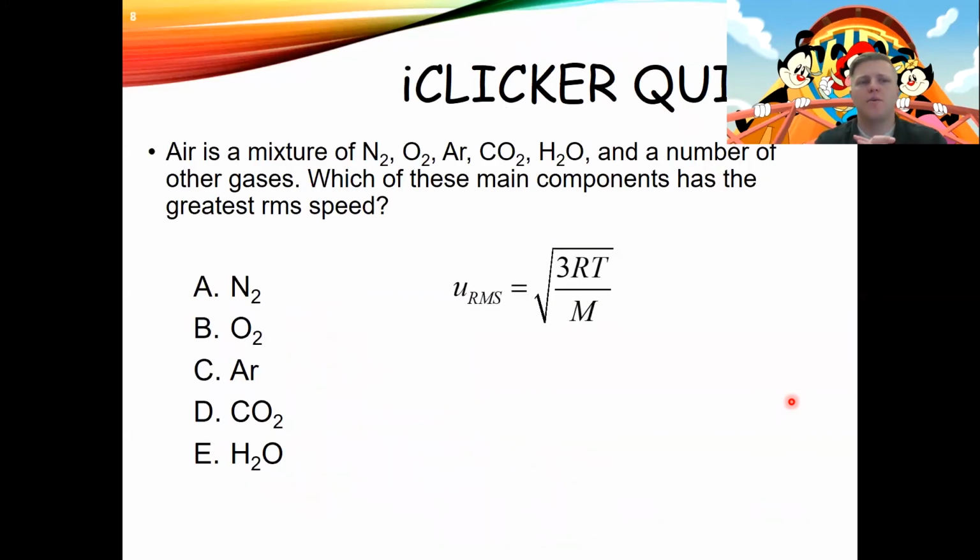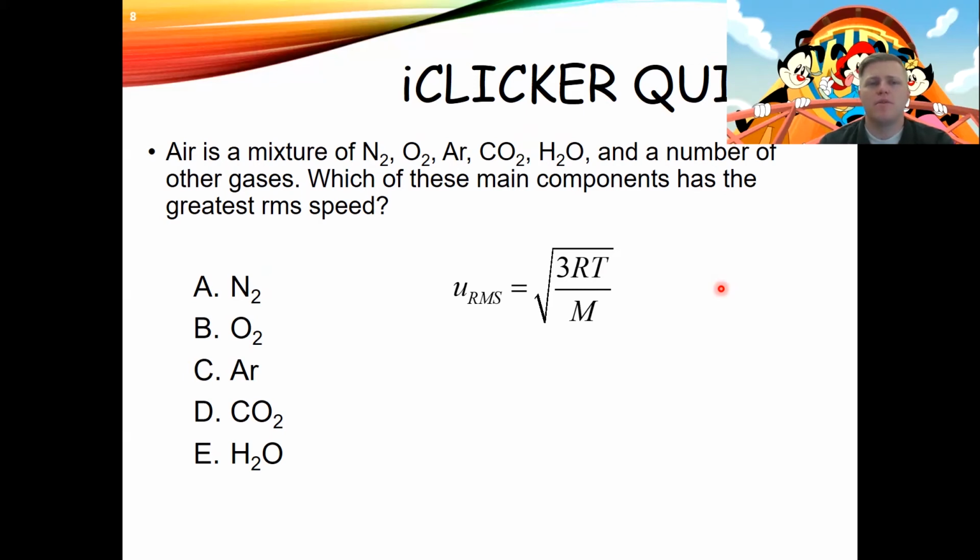So let's see how you're doing with this idea. Here I have our root mean square speed equation still. And I want you to tell me if I have a mixture of N2, O2, argon, CO2, and H2O, all at similar concentrations at the same temperature, which of these is going to have the greatest root mean squared speed? Go ahead and pause the video and try and figure that out.